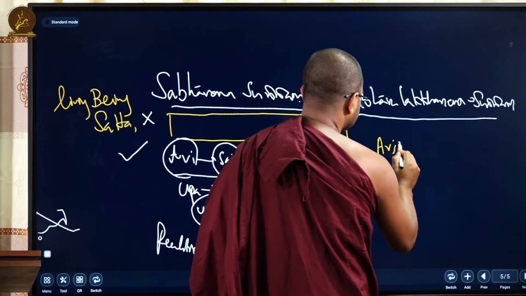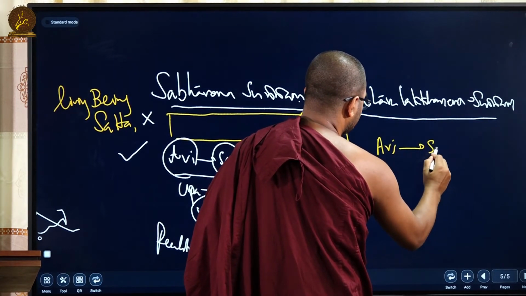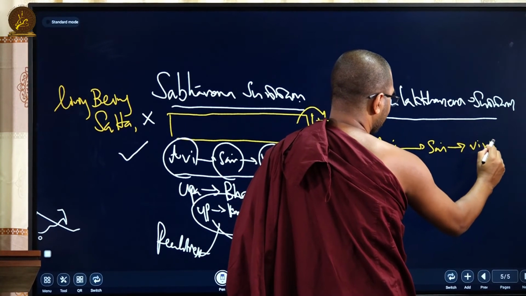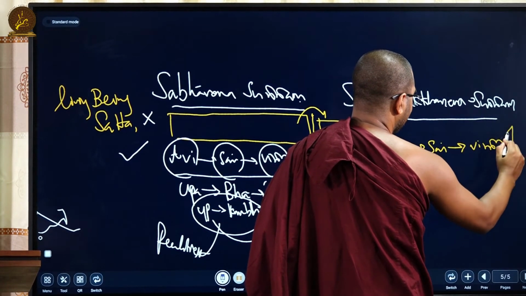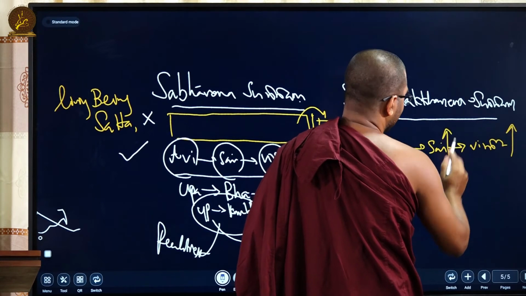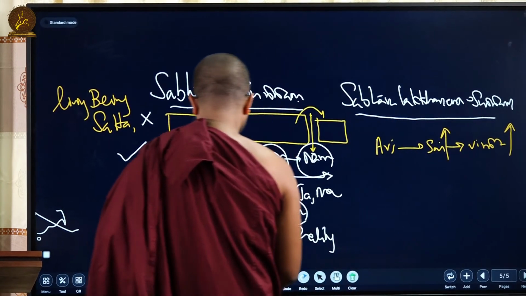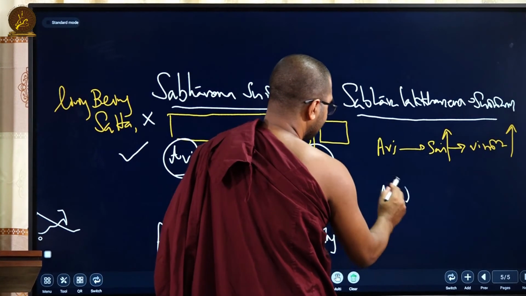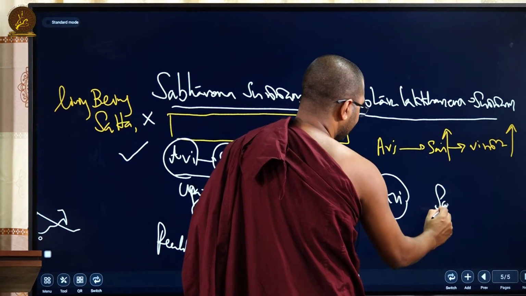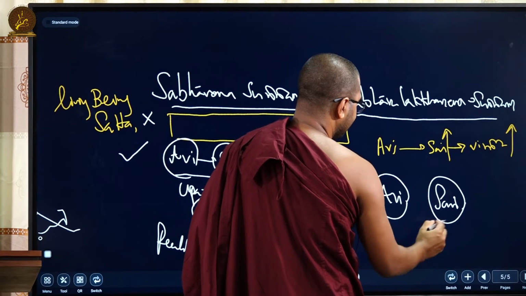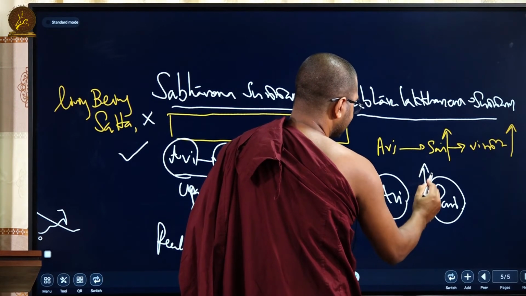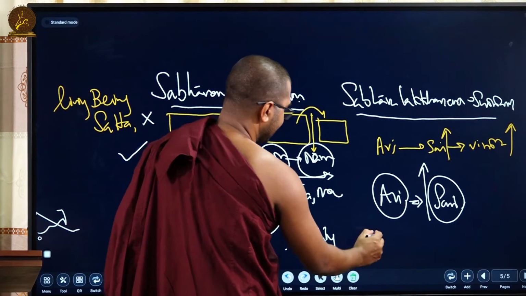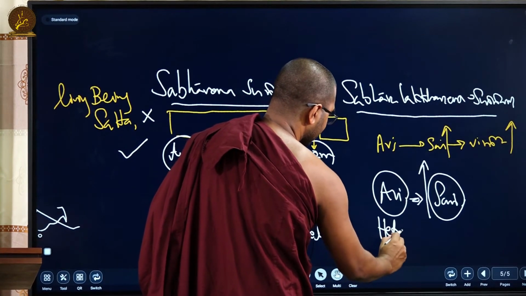According to us, avidya causes sankhara. Sankhara causes vijnana. So vijnana arises due to avidya. Sankhara arises due to avidya. So then they suggested avidya is a different reality and sankhara is a different reality. If this arises due to this avidya, this arises due to this avidya. Avidya is just a hetu, cause.